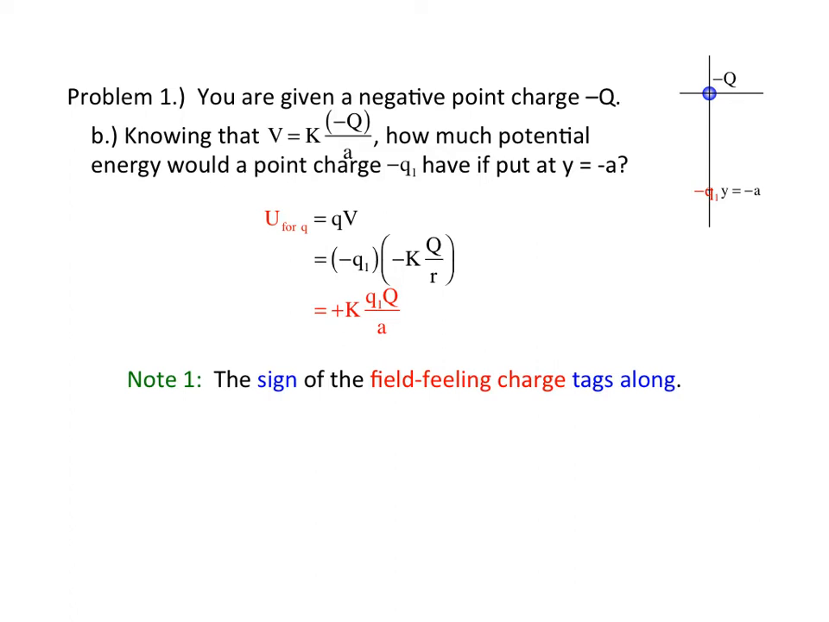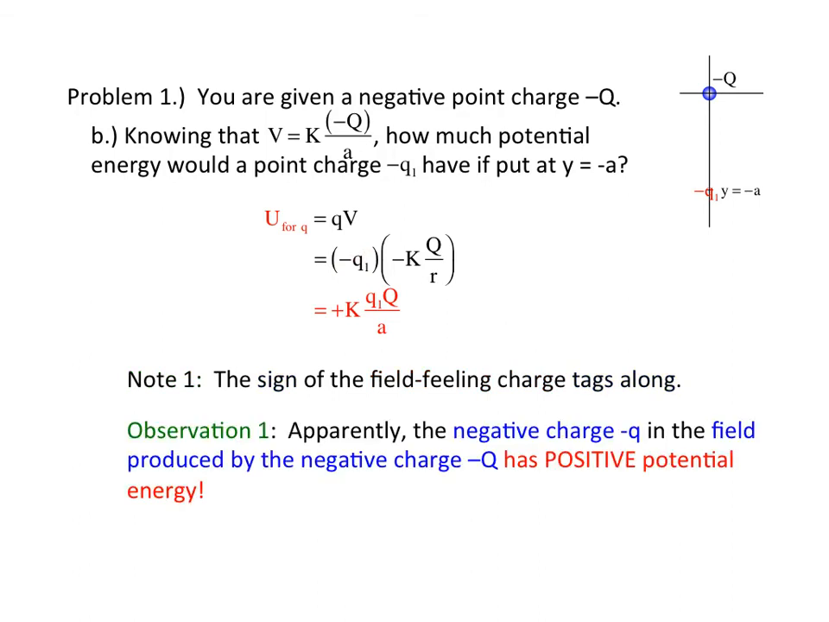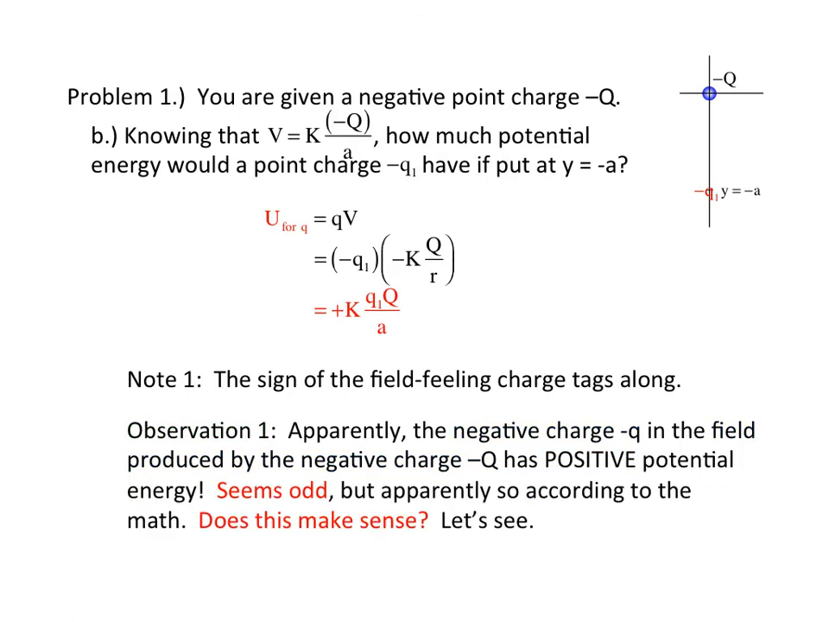Observation, the sign of the charge that feels the effect tags along. Notice there's a negative sign. And just as an observation, apparently, if you have a negative charge in a field that's produced by a negative charge, the math suggests that you're going to end up with positive potential energy. Seems odd. Let's see if it makes any sense.